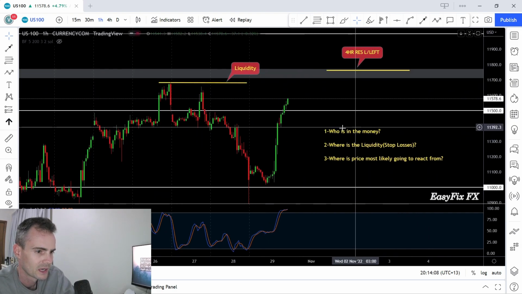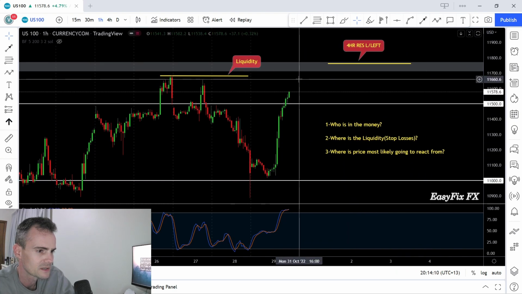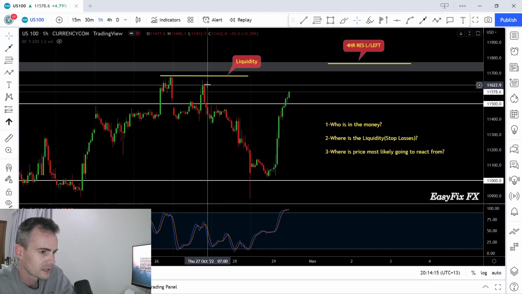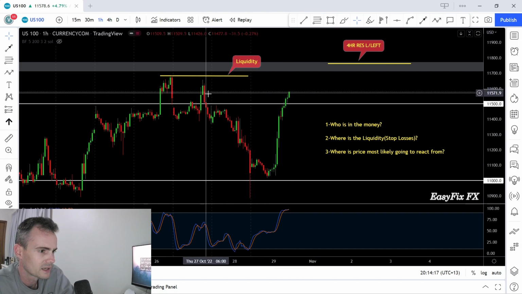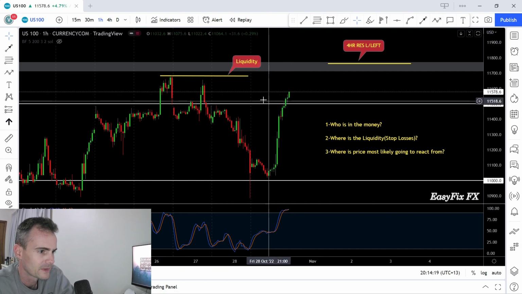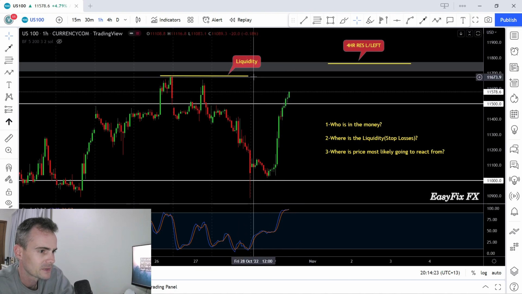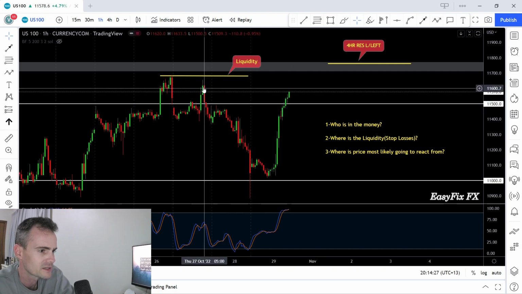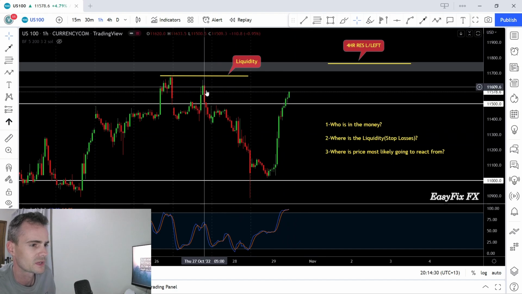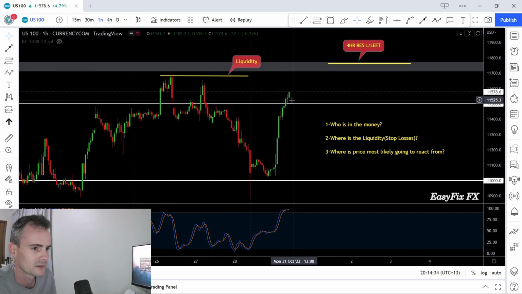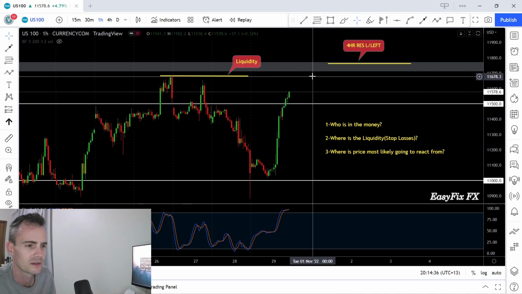But firstly, who's in the money? We can see buyers in the money. We can also see that sellers are going to get nervous. Sellers are currently going to give up their positions, and that's going to cause the price to shoot up higher. So I'm not going to be looking to sell from this point, because a lot of sellers are giving up their positions. When sellers get out of their positions, obviously there's buying involved.